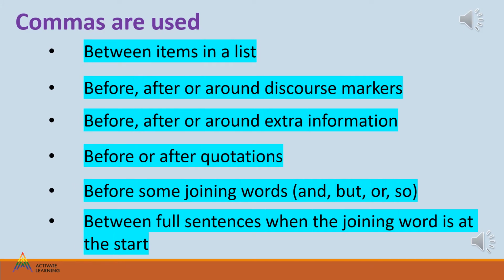You need to show that you can use commas accurately. Commas are used between items in a list, before, after, or around discourse markers such as on the other hand or however, before, after, or around extra information, which isn't a full sentence on its own, before or after quotations, always before the quotation mark, and before some joining words, for example and, but, or, and so. You would also use a comma between full sentences when the joining word is at the start of the sentence.